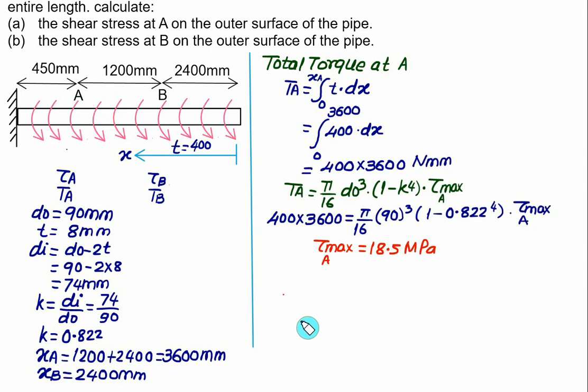And the maximum shear at A comes out to be 18.5 megapascal. This value will go on increasing and the maximum value will be at the fixed end. At the free end, the shear stress will be equal to 0. Then there will be a higher value at B and again a higher value at A, and the highest value will be at the fixed end.